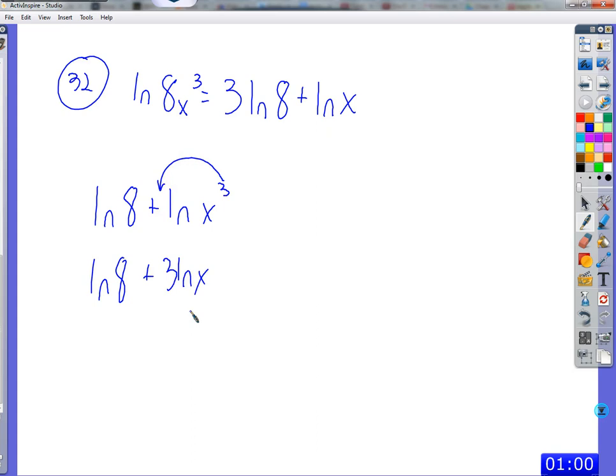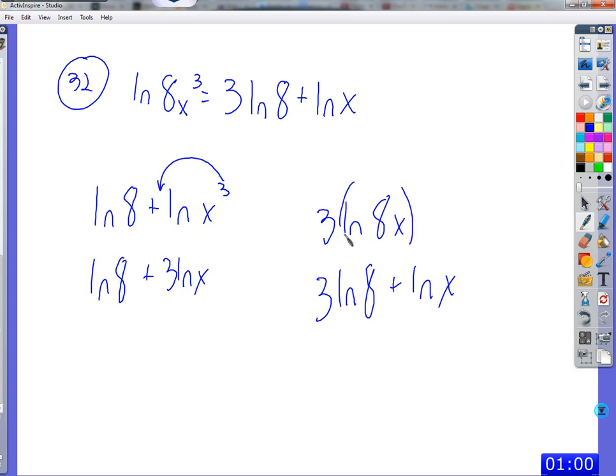So this person probably did this in a couple of steps. Saw the exponent, brought the exponent down. 3 times the natural log of 8x. Wrong. And then probably just said, oh, that's something times something, so 3 times the natural log of 8 plus the natural log of x, which would also be wrong. This was wrong, and this is wrong, even if this was right. Because the natural log of 8x can be written as the natural log of 8 plus the natural log of x, which means that the whole thing would have to be multiplied by 3. It's doubly wrong.